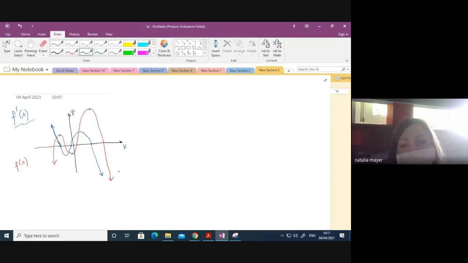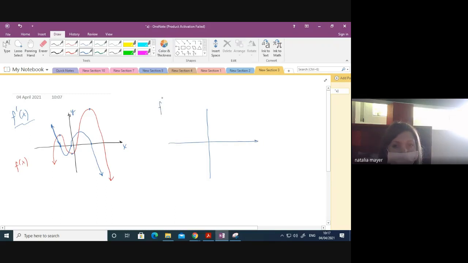Okay, guys, you should have got something like this. Can we do it again? Now I will tell you what we're going to do. It will be the same process, but now this is the blue one, the first derivative. Let's sketch something like that, okay? If this is the first derivative, let's sketch the second derivative using the first derivative.